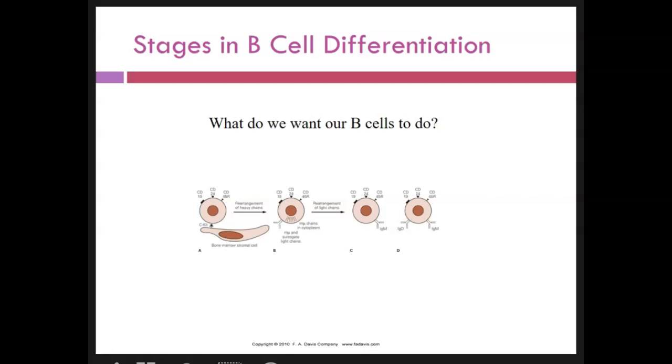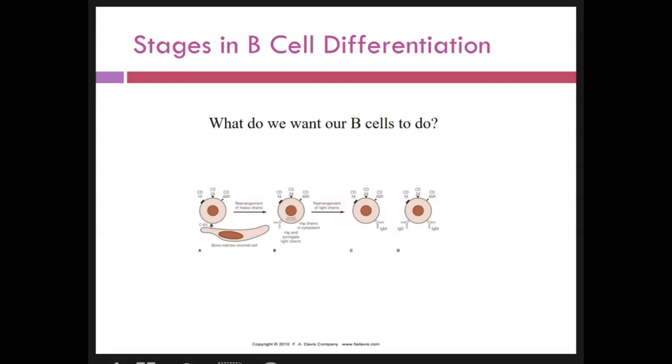Do we want them to make just one kind of antibody? No. Therefore, we need B cell differentiation, right? Because we want to make all these different kinds of antibodies. And in our next lecture, we're going to talk about antibody structure and function. So this is going to make a little bit more sense.